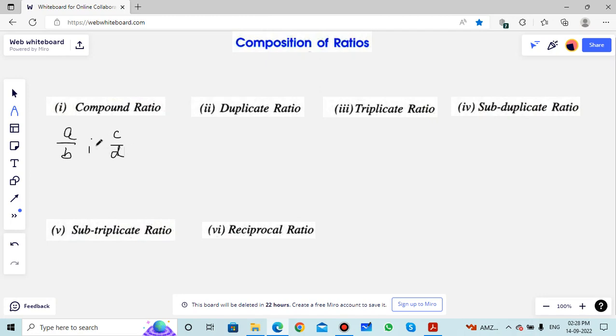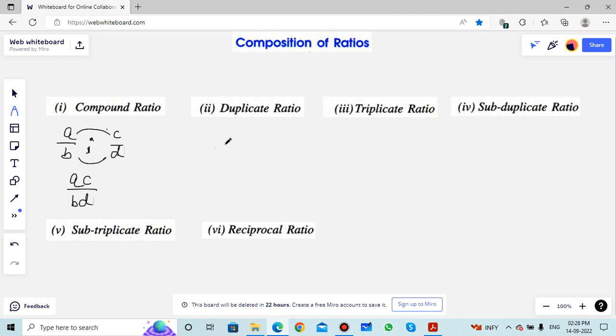The compound ratio of these two, they are not proportional here. I'm just writing it there. The compound of these two different ratios will be, we multiply the antecedents and multiply the consequents. So A into C, AC, and B into D, BD. So the compound ratio of A is to B and C is to D will be AC by BD. Just multiply the antecedents and the consequents.